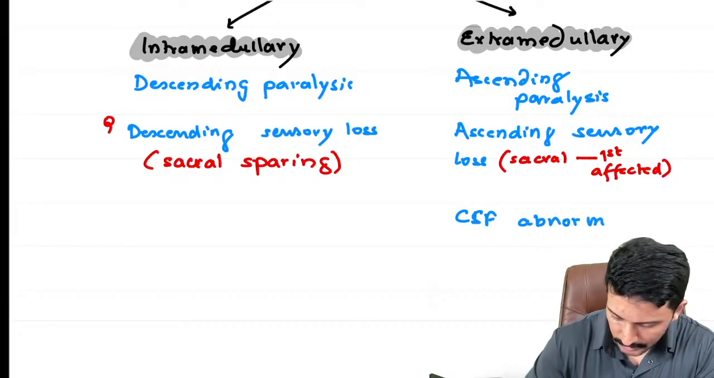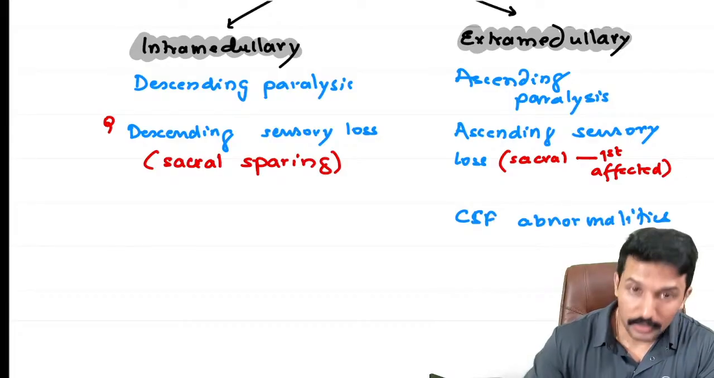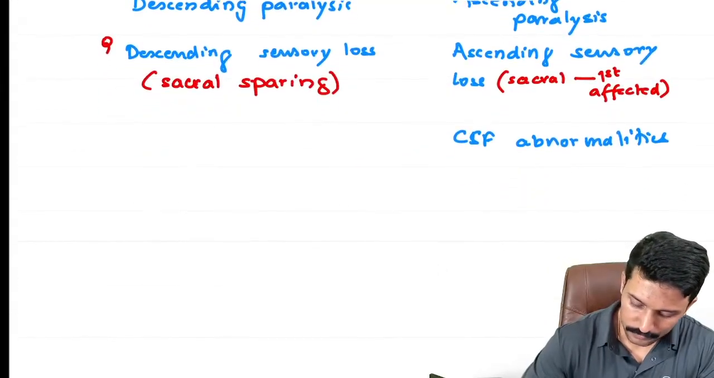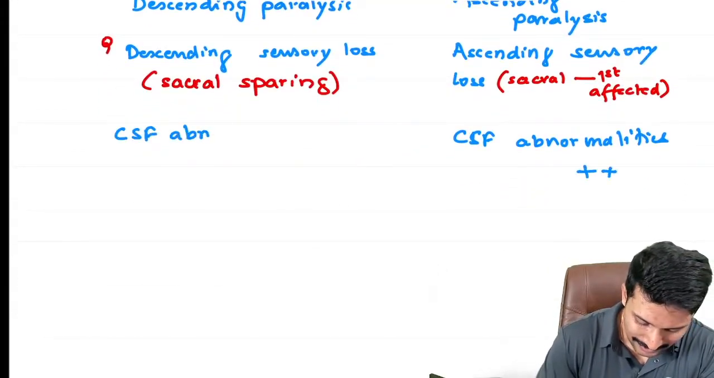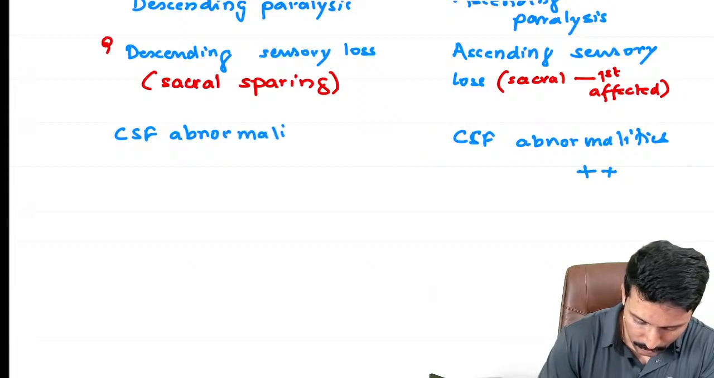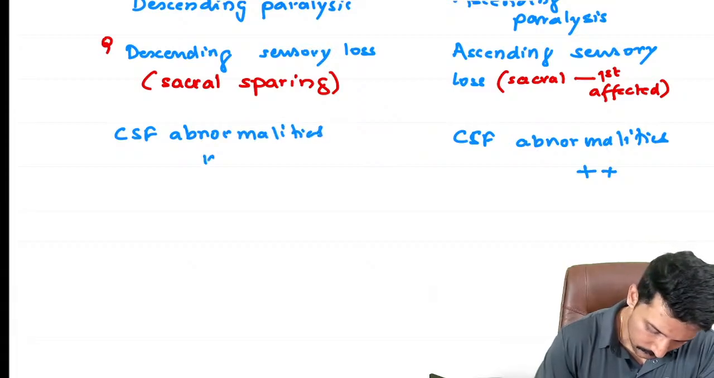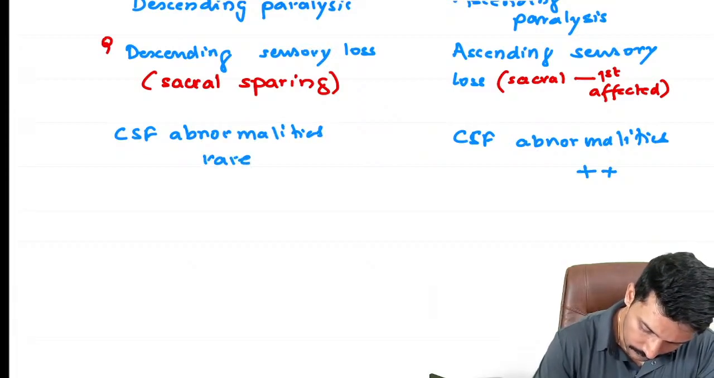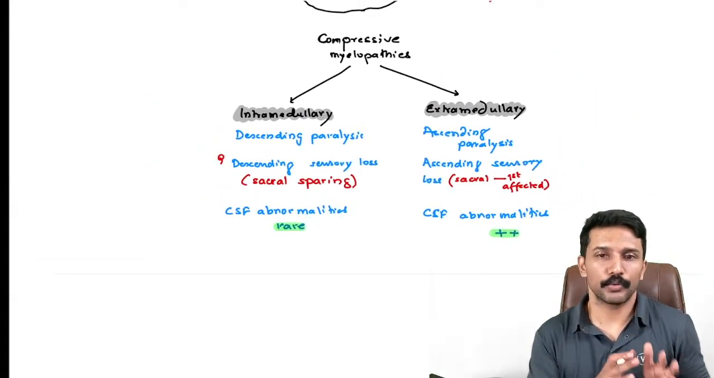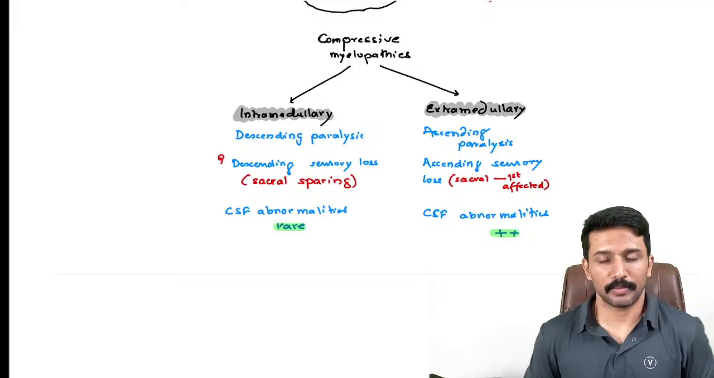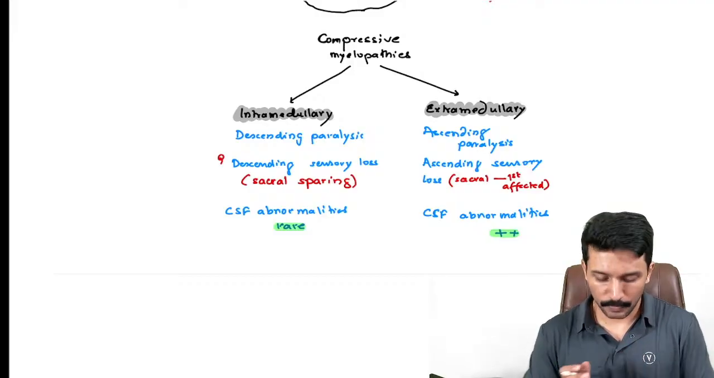CSF abnormalities are usually present here. CSF abnormalities are rare in patients with intramedullary compression. These are rare. So these points will help you to differentiate between intramedullary and extramedullary spinal cord compression.